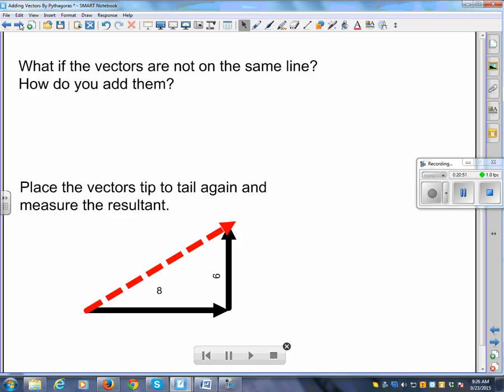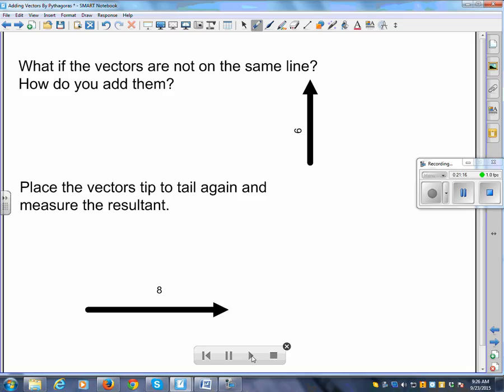Now, what if the vectors are not on the same line? What if they don't point in the same direction? How do you add them? What if I've got 8 and 6? The rule is place the vectors tip to tail and measure the result, just like this. There's 8, there's 6. The result is from where you start to where you end. Is it going to be 14? No. How do I find out how long it is?